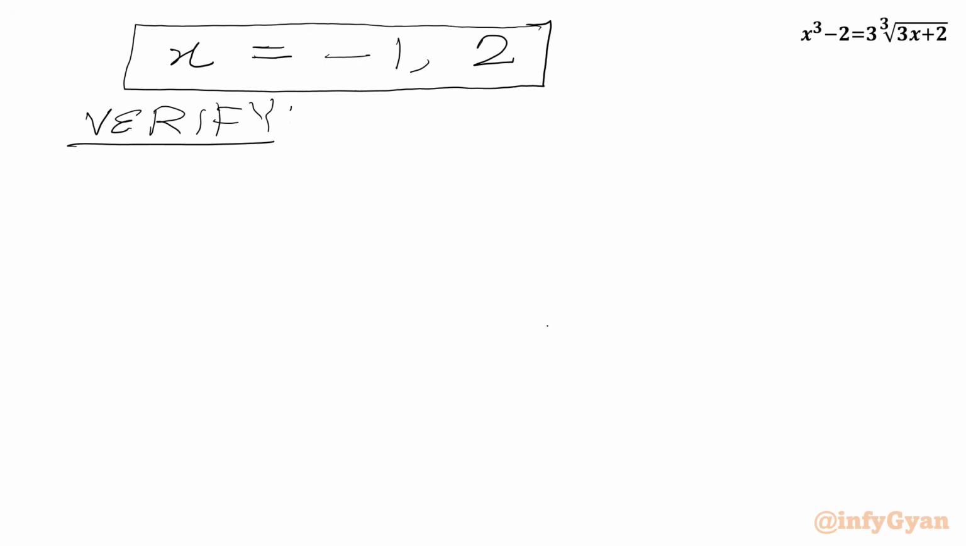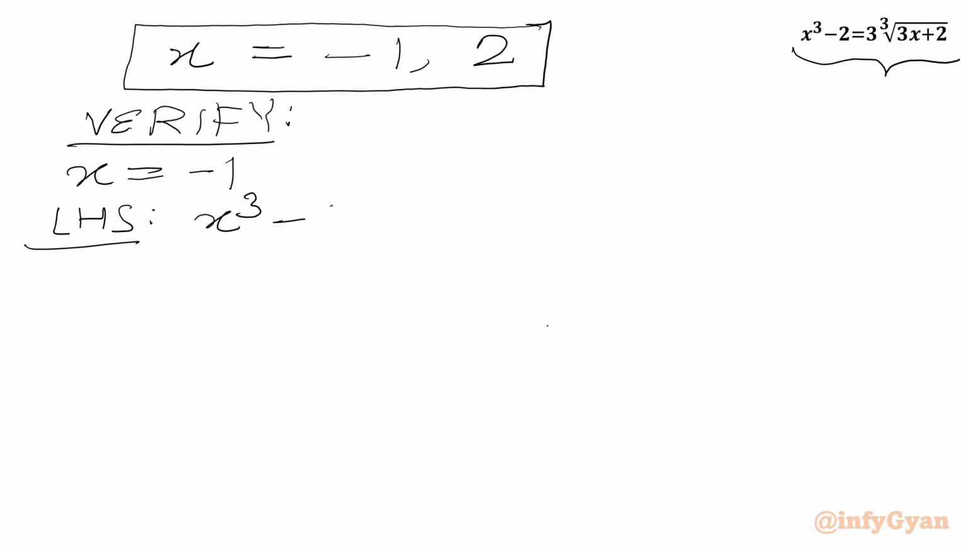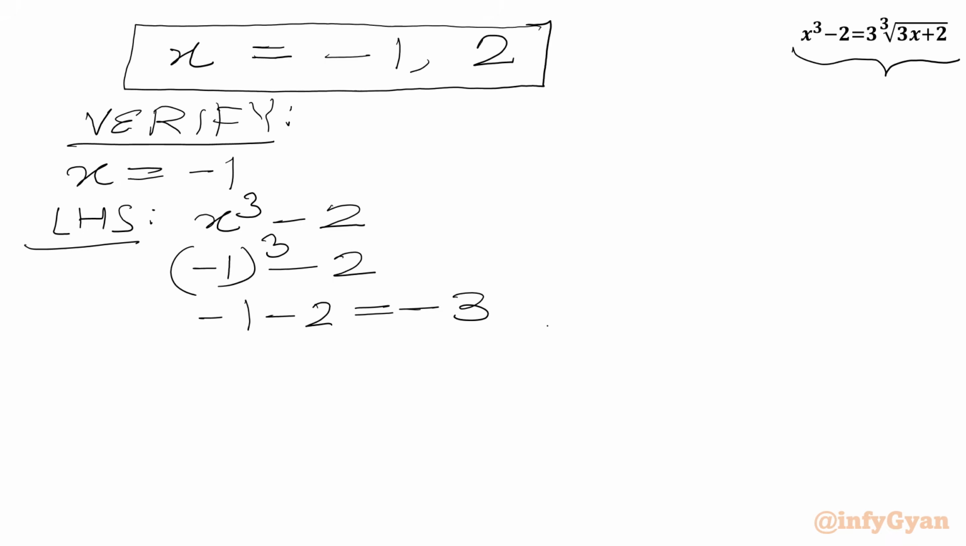So I will begin with x equal to -1. Here we have equation. So we will begin with left hand side. LHS is x cube minus 2. So we can write -1 in place of x, cube minus 2, which will be equal to -1 -2. LHS is -3.